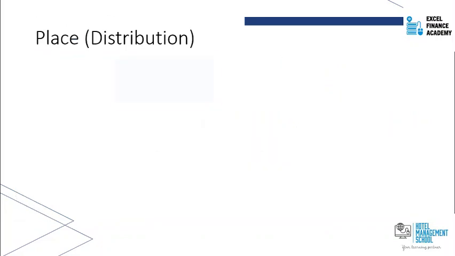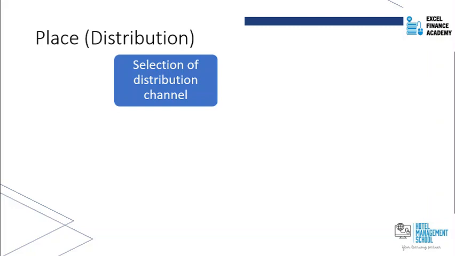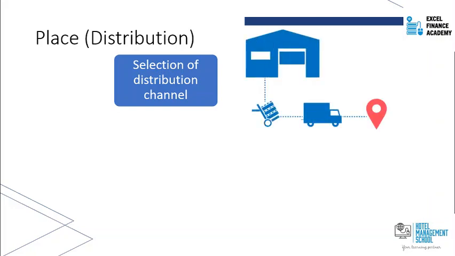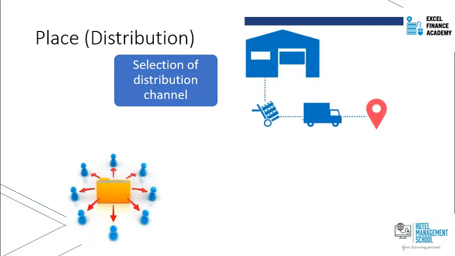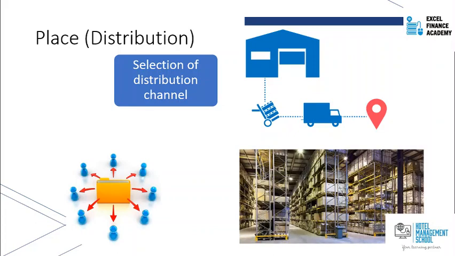Then place, distribution. How do we select the distribution channel? You can do home delivery. You can do online distribution. You can do wholesale and retail distribution. It depends on what the objective is and what the required market is saying. Your market: if you have mostly old age consumers, they will need either home delivery, or they want to go and touch, like women's clothing.